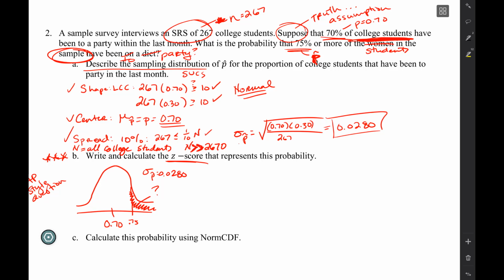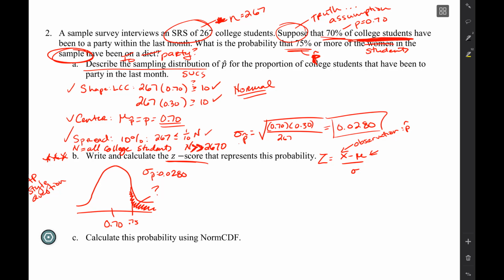for right now. So we need to first of all remember that z is going to equal x minus mu over sigma. But we don't have x, we don't have mu, and we don't have sigma. We have mu sub p hat and we have sigma sub p hat. Well, guess what? Those are actually going to stand in because this x is really like an observation. It's going to be your p hat.